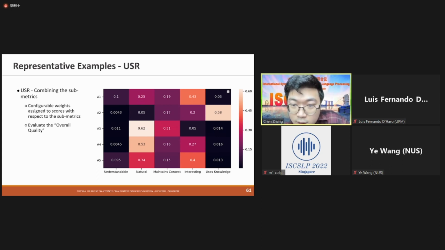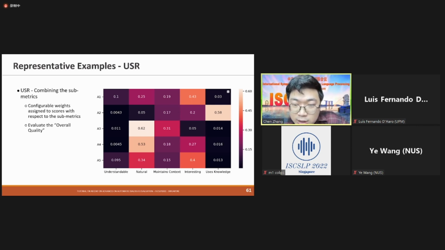So for this A1 annotator, he thinks that there is a 0.43 importance in terms of interestedness with respect to the overall. So the contribution of the interestedness dimension should be greatest. But there are other humans, like this A4 annotator, who think that the naturalness of the response should be more important. So we can see that humans actually have different perceptions of what contributes the most to the overall quality of the dialogue. So how do we combine the metrics given these different perceptions?